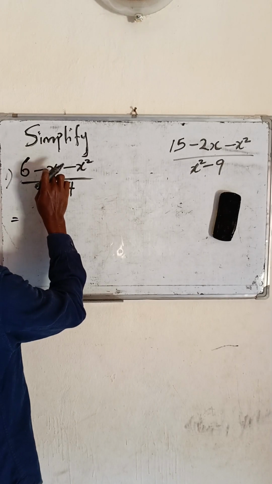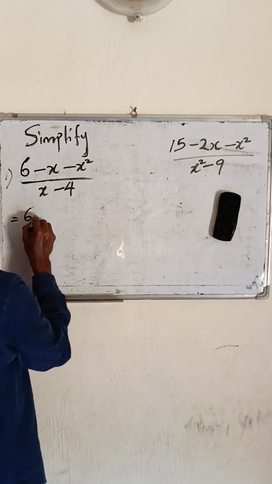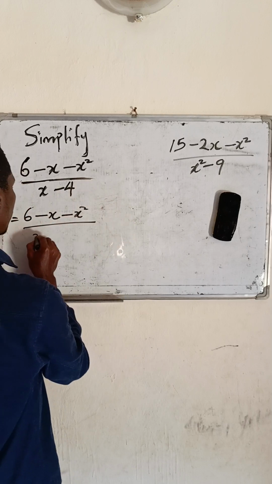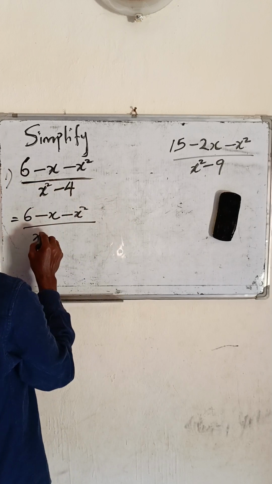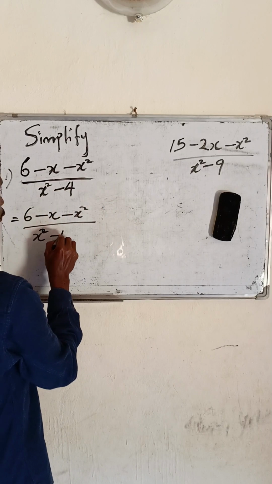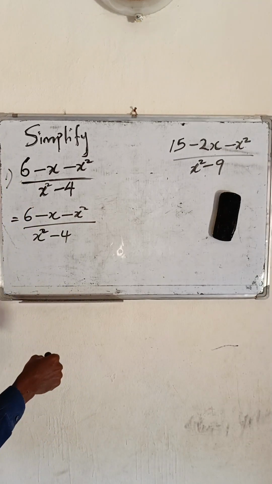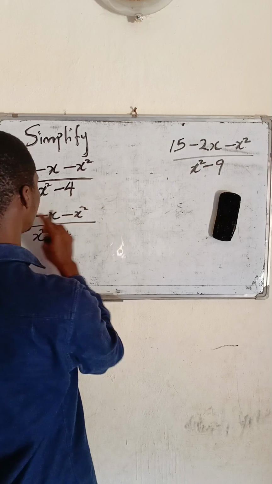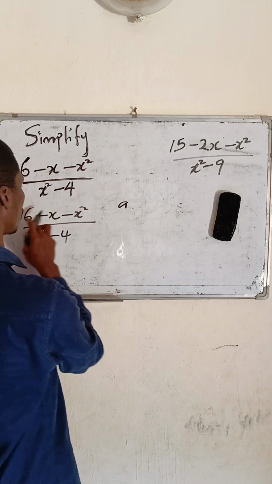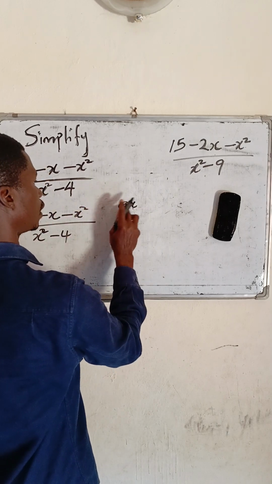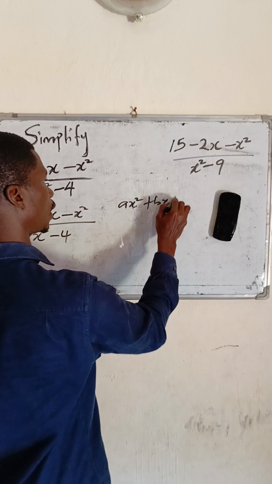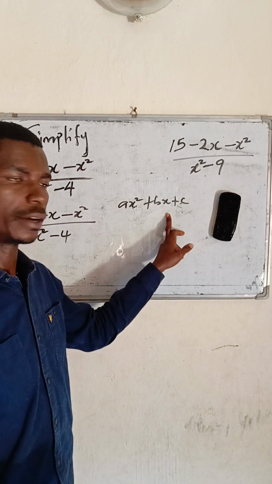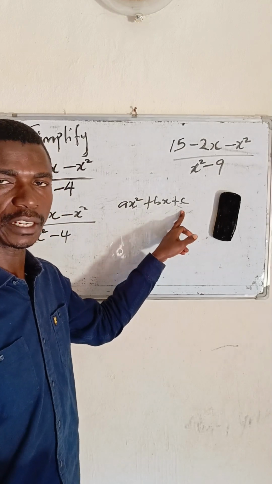Now, at this point, how do we factorize 6 minus x minus x squared divided by x squared minus 4? How do we factorize something like this? Okay, please take note that this numerator, which is the top one, is written as ax squared plus bx plus c. We call this a quadratic trinomial or quadratic expression. This is not an equation.